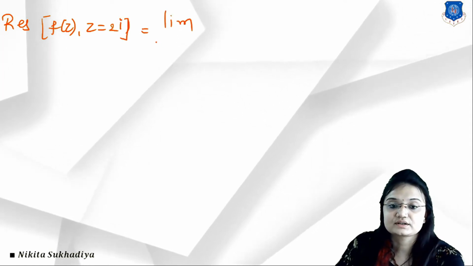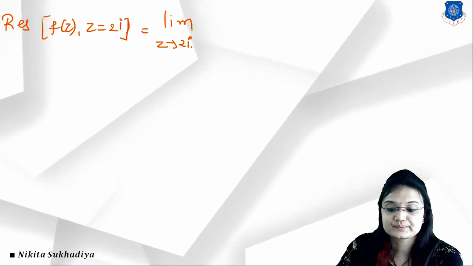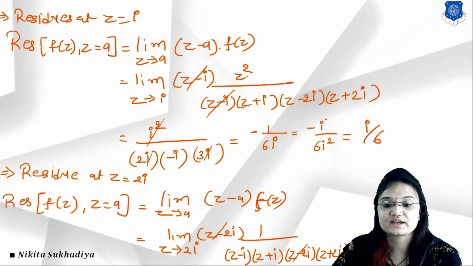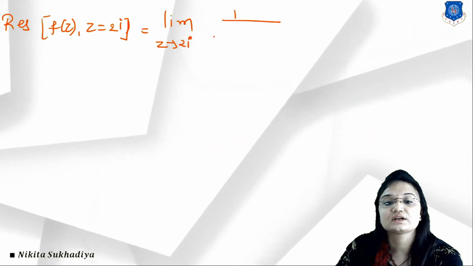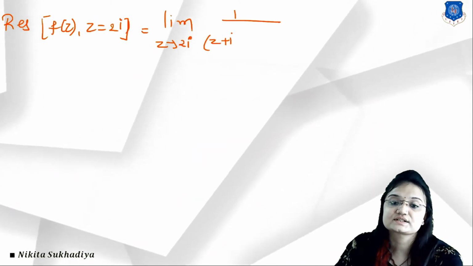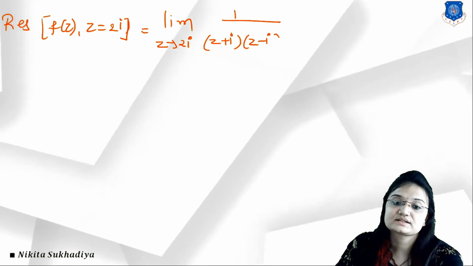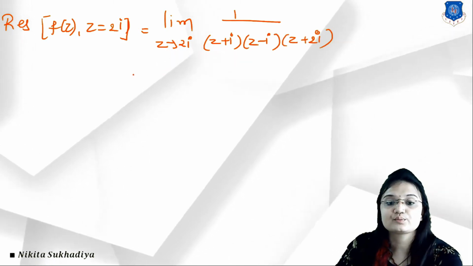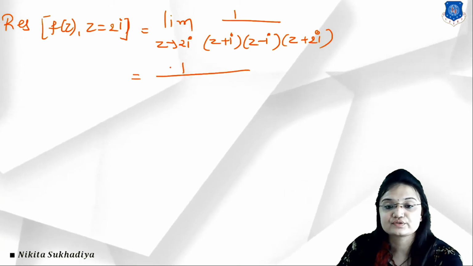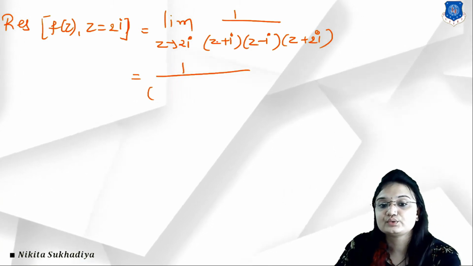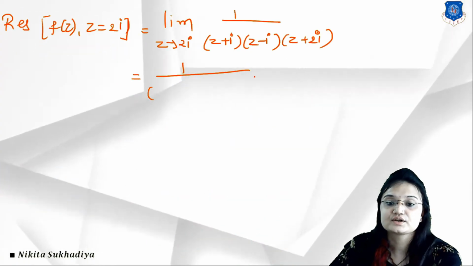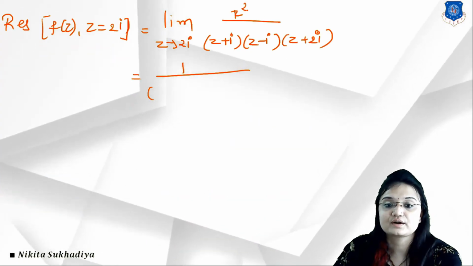Okay, so we will get residue of function f of z at z is equal to 2i point, that is limit z tends to 2i. Okay, this z minus 2i, z minus 2i cancel out, so we have only here z plus i, z minus i and z plus 2i. Okay, now put z is equal to 2i, so we will get here we have function z square upon.